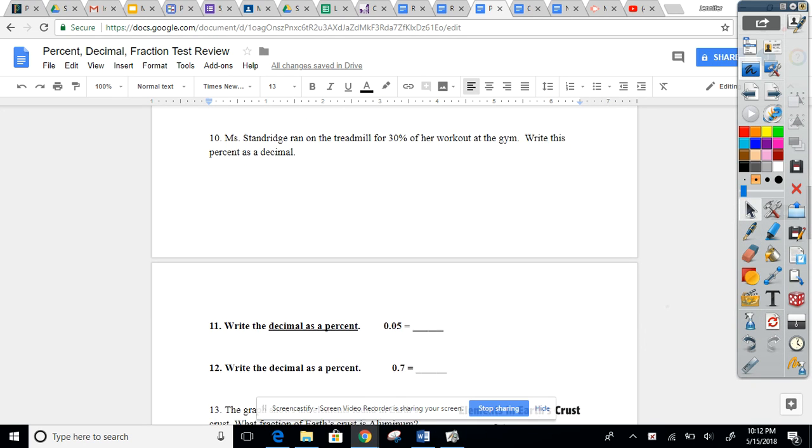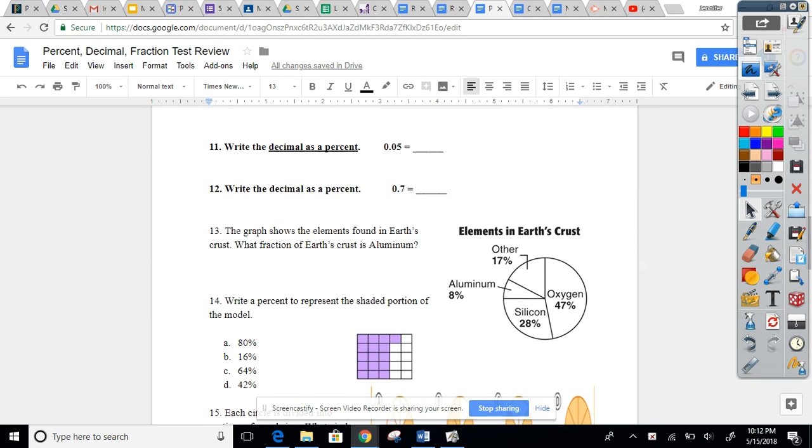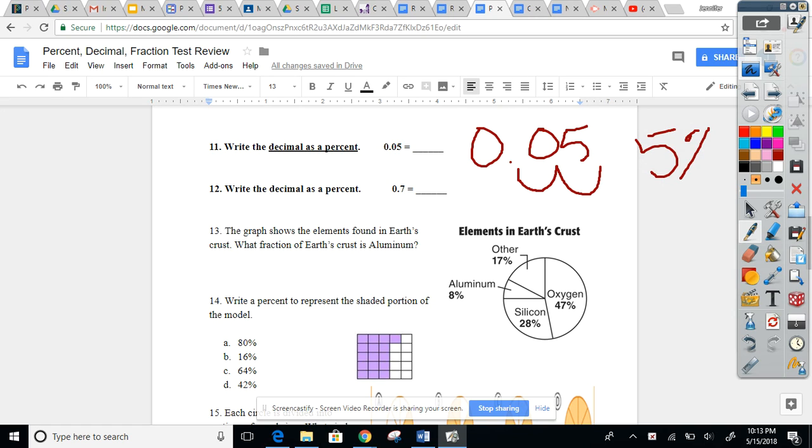Now let's do number 11. It says write this as a percent. Okay. It's a decimal. I need to move it to the right or to the left to make a percent. Okay, we need to move it to the right. I always move it 2 places. 1, 2. So this is not 50%. It is just 5%. Okay.